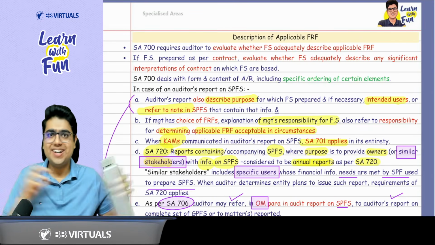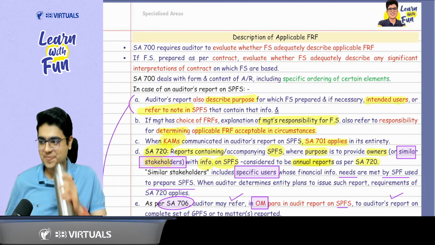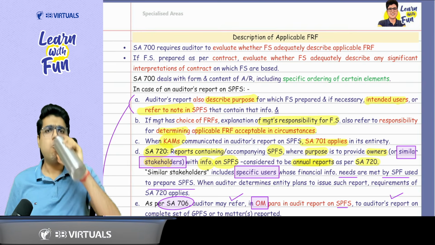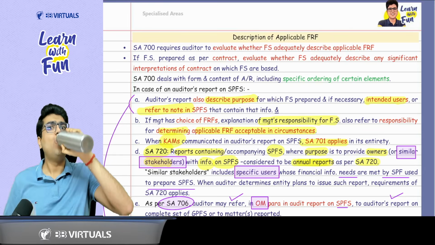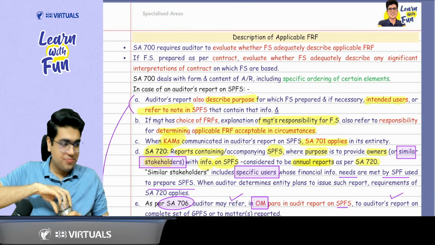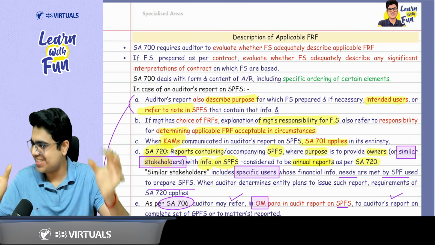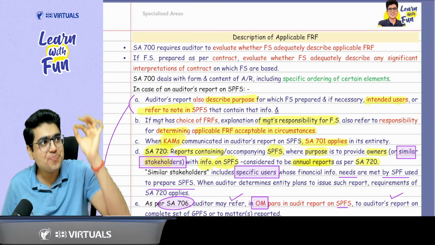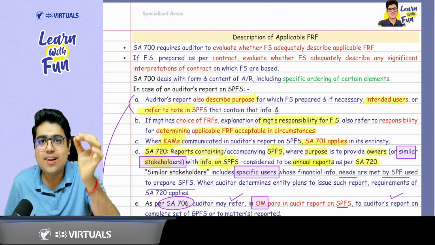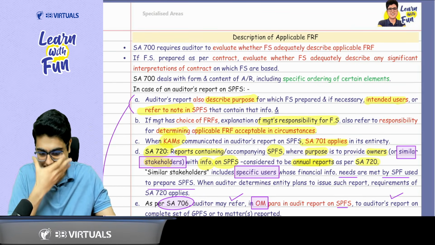Another water break. Take 2 sips of water and get ready. You are enjoying or not? Arey Baba, you are enjoying or not? Yes, sir, we are enjoying. Just go with me conceptually. You will love audit. Chalo, let's begin.